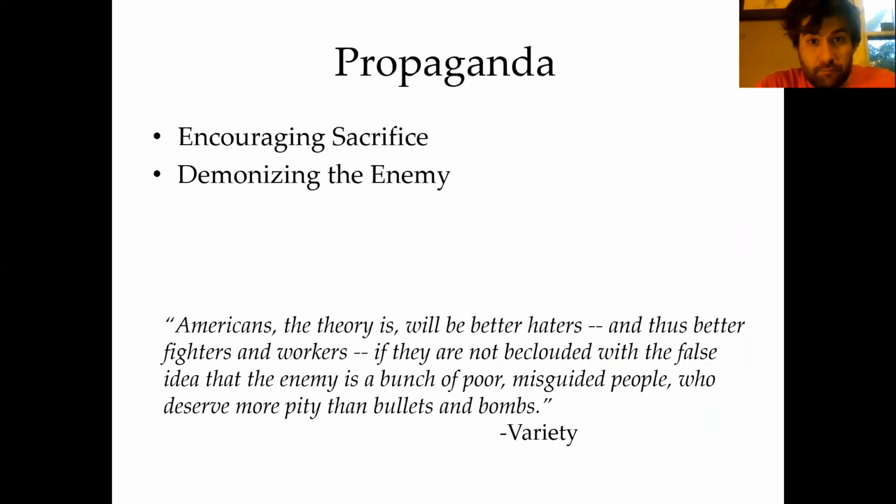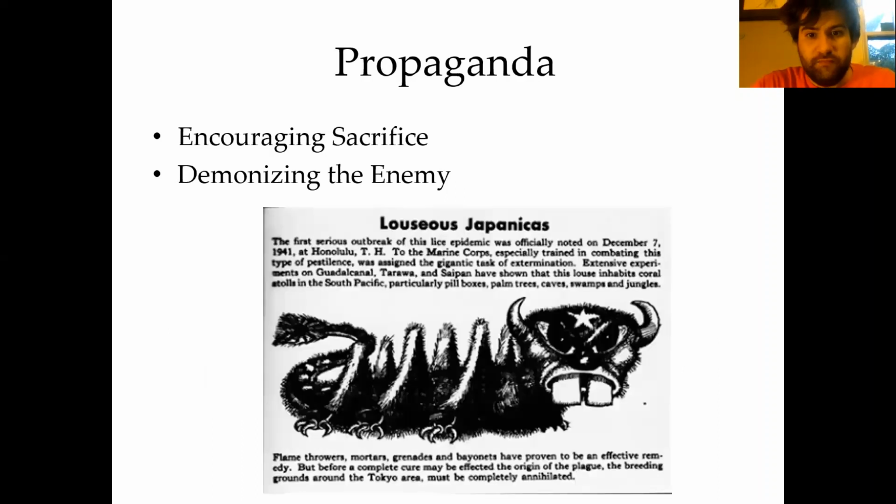Another major theme in propaganda is demonizing the enemy. I have this quote from Variety at the time: Americans, the theory is, will be better haters and thus better fighters and workers if they're not beclouded with the false idea that the enemy is a bunch of poor, misguided people who deserve more pity than bullets and bombs. Right? It is helpful in some ways for the American war effort if people hate our enemies. And propaganda tried to achieve that goal in various ways.